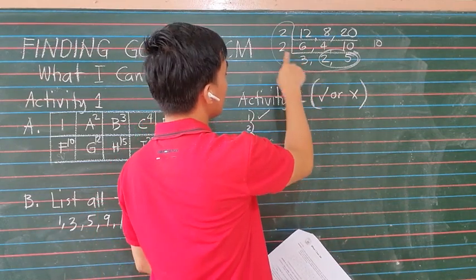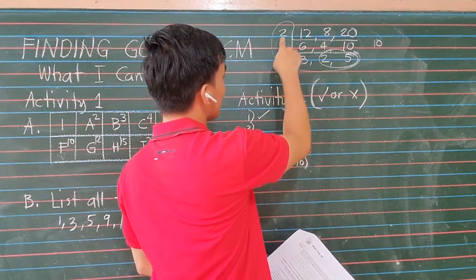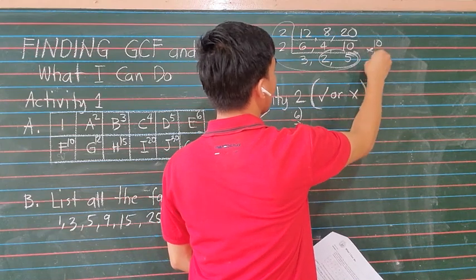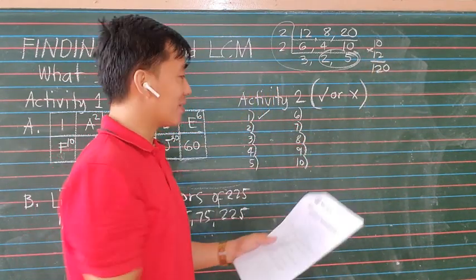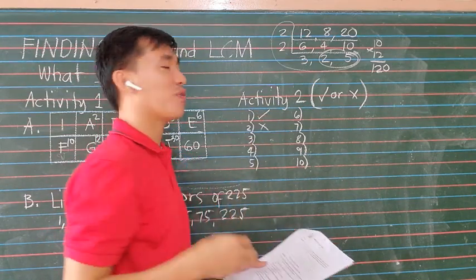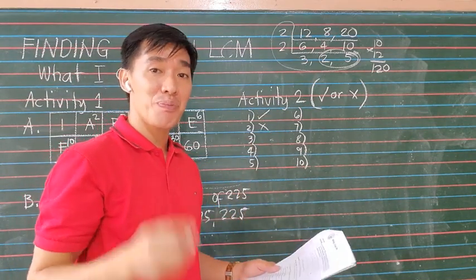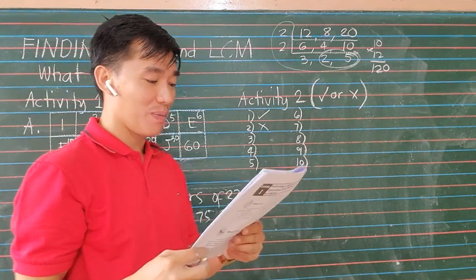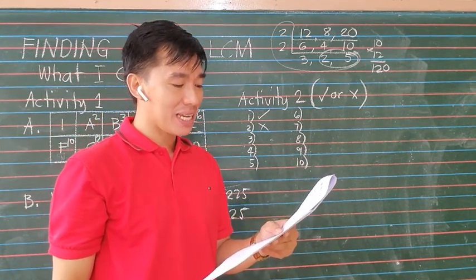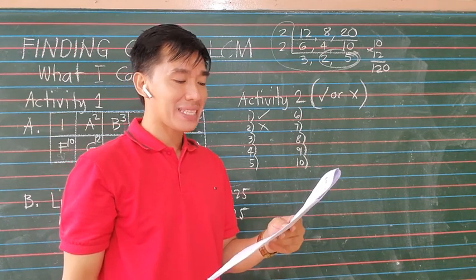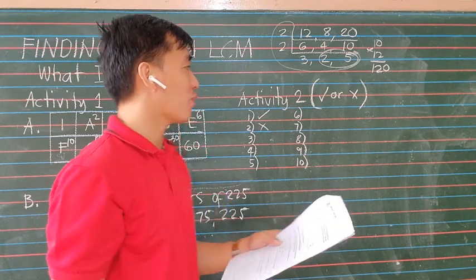Next, 3 times 2 is 6, and 6 times 2 is 12. So 10 times 12 is 120. In the problem, that's 310, so that's X. If your answer is X, another point for you. For item number 3, the numbers 16, 60, and 24 have the LCM of 240.